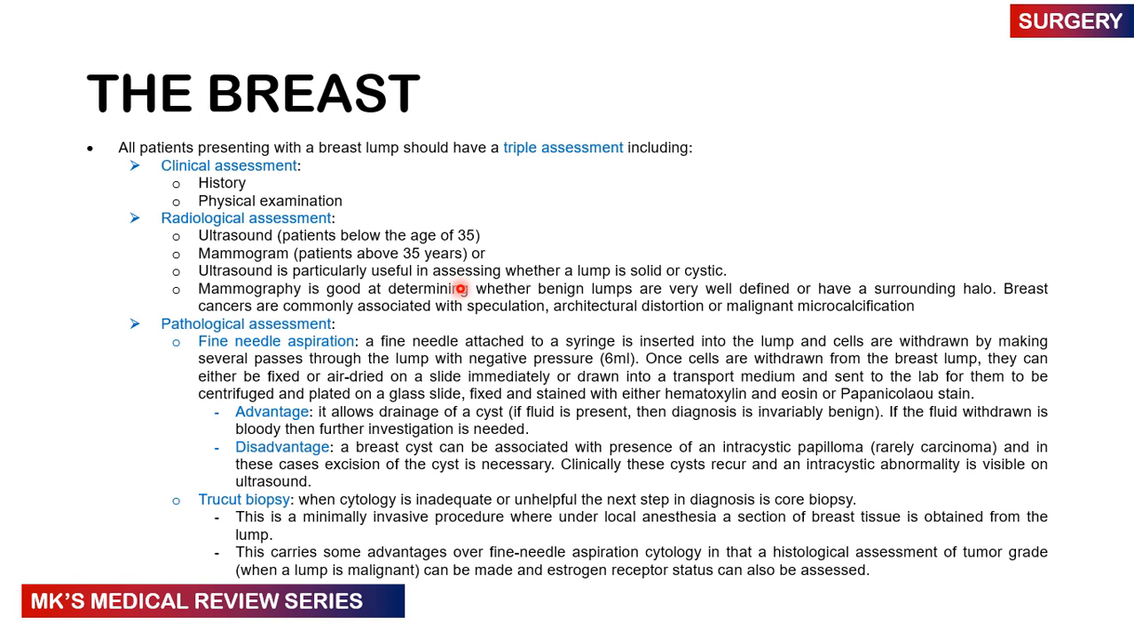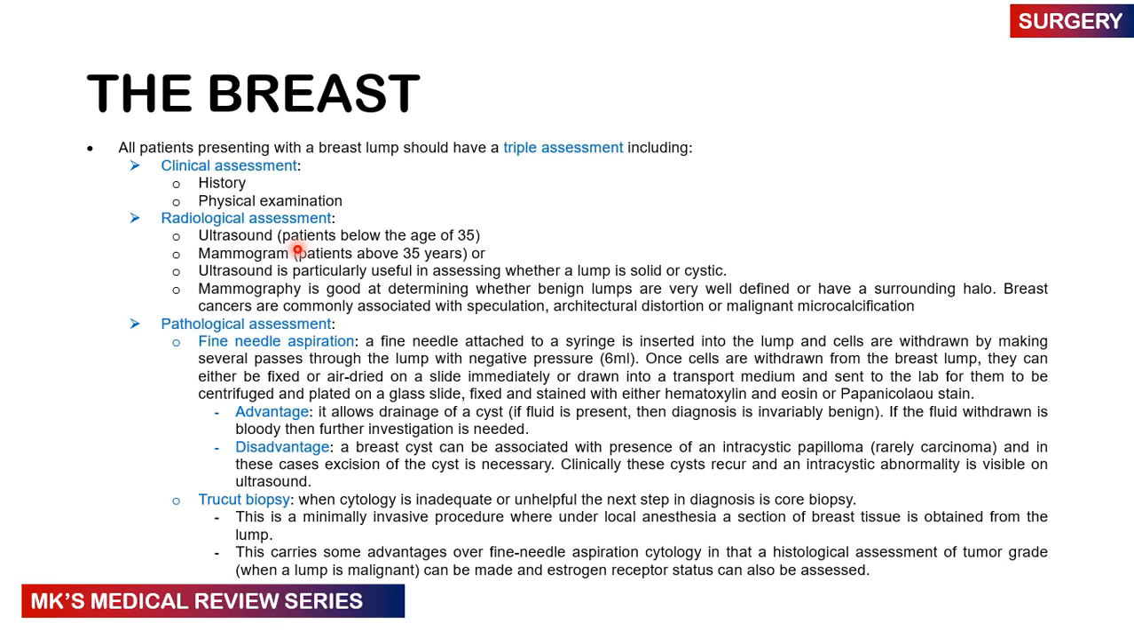So remember that whenever you're dealing with the breast, there's something that's referred to as triple assessment. When you talk about triple assessment, we're looking at clinical assessment, radiological assessment, and pathological assessment. The clinical assessment entails your history and physical examination, which I will go into in detail in another separate video when we talk about the approach to the breast.